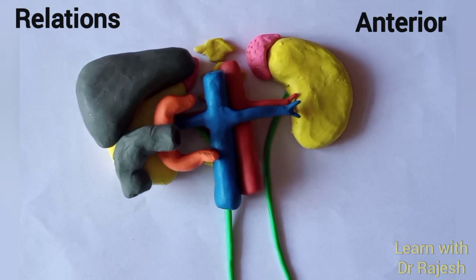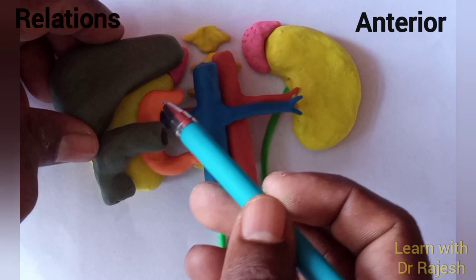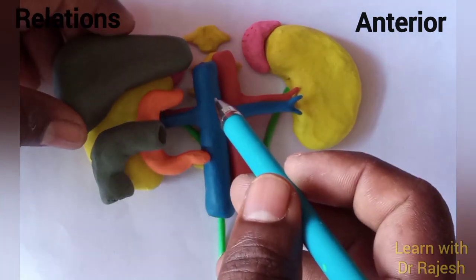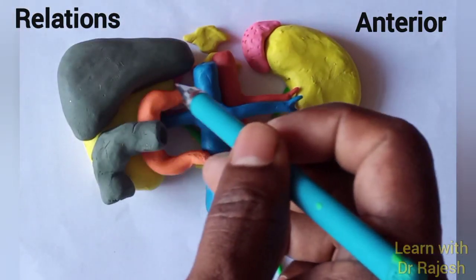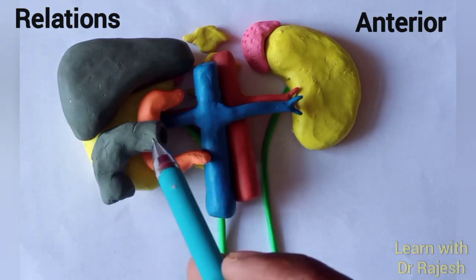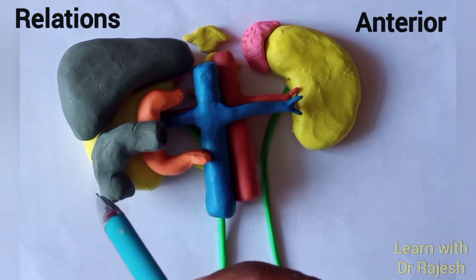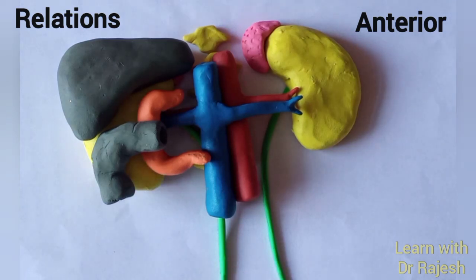Once again, let's summarize the anterior relation of the right kidney. On the upper pole we have the right suprarenal gland. On the upper part we have the relation of the liver. On the medial aspect we have the C-shaped duodenum. Towards the lower part we have the hepatic flexure of the colon, that is the bend where the ascending colon becomes the transverse colon. And at the inferior lowermost part we have the loops of the jejunum.